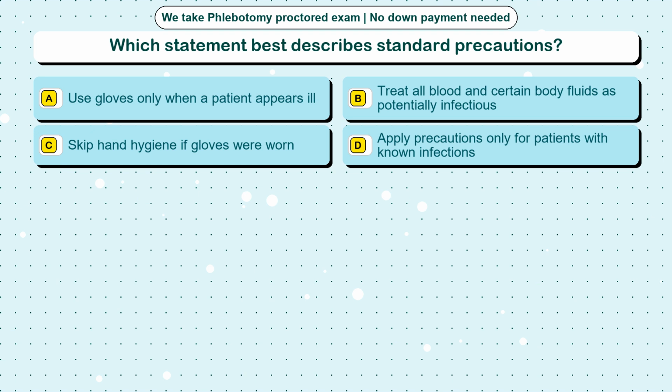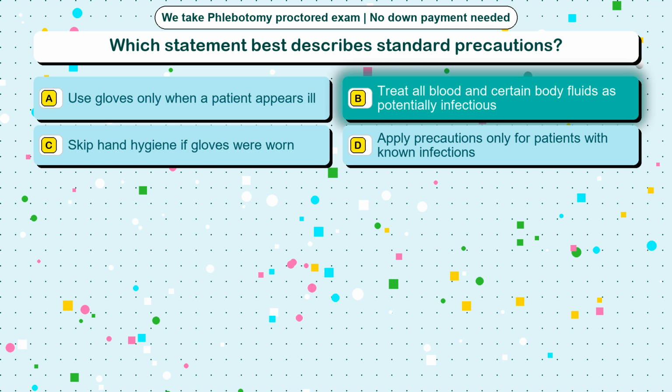Question 59. Which statement best describes standard precautions? Option A, use gloves only when a patient appears ill. Option B, treat all blood and certain body fluids as potentially infectious. Option C, skip hand hygiene if gloves were worn. Option D, apply precautions only for patients with known infections. The correct answer is option B, treat all blood and certain body fluids as potentially infectious.